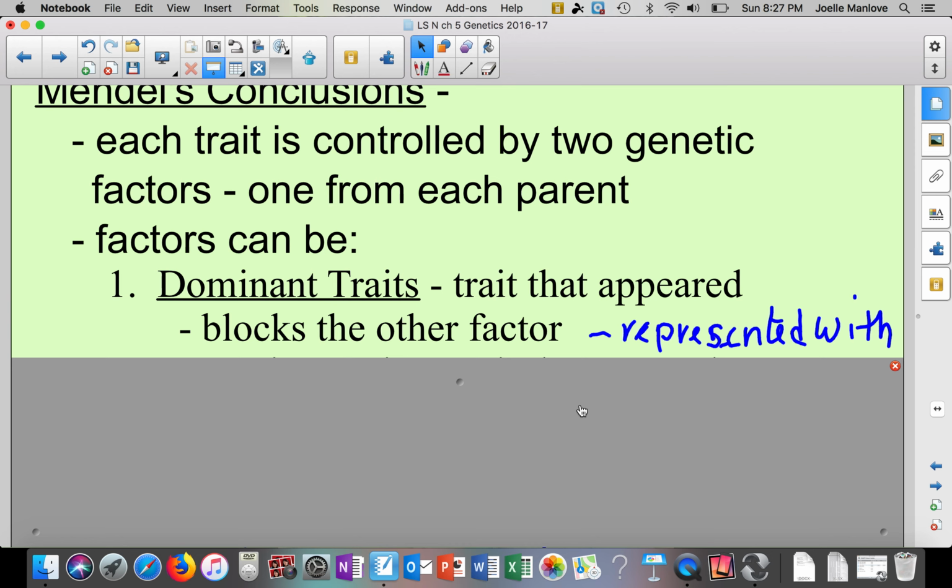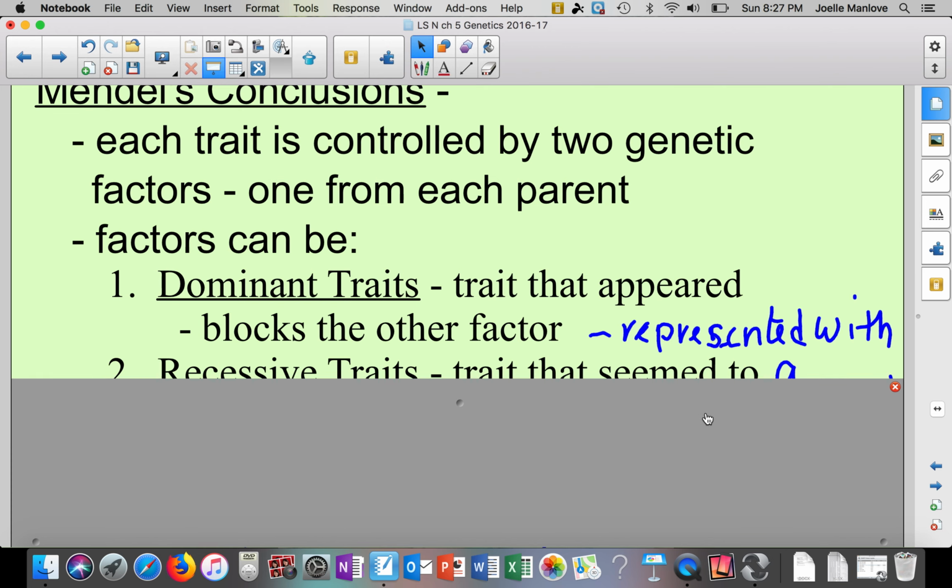You can kind of think of it like, if you took the noisiest kid in your class and the quietest kid in your class and you put them together and had them walk into the room together, who's the one you're going to notice first? Right? It's going to be the noisy kid because they're going to be dominant. So it's the same idea here, is that one of these traits is going to block out the other factor. It's going to dominate. It's the one that you're going to see.